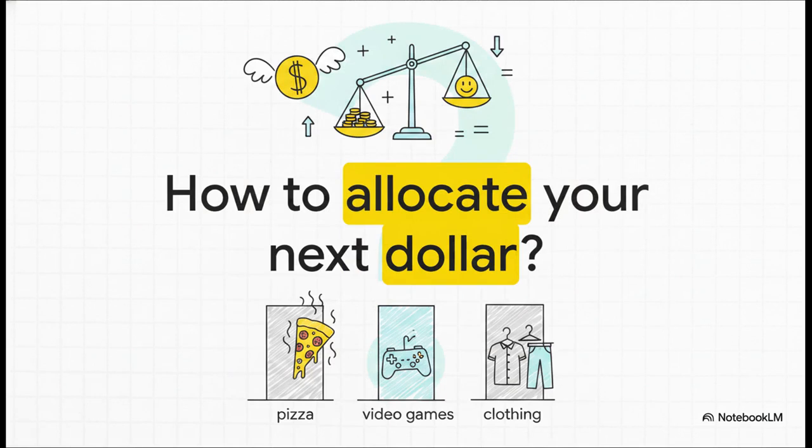Which leaves us with a truly fascinating question to ponder. If our marginal satisfaction with literally anything, whether it's pizza, video games, clothing, is mathematically guaranteed to eventually diminish and hit zero, how should we allocate our very next dollar? How do we balance our budget across a bunch of different commodities to maximize our total happiness in life? Well, economics has an answer for that too, called the law of equi-marginal utility.